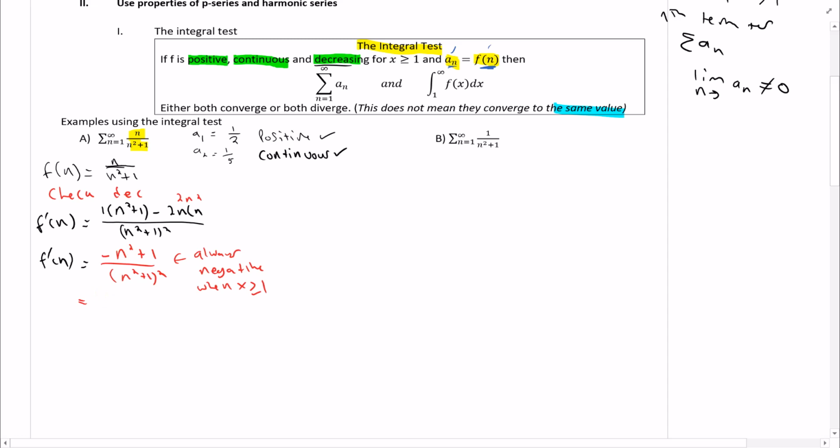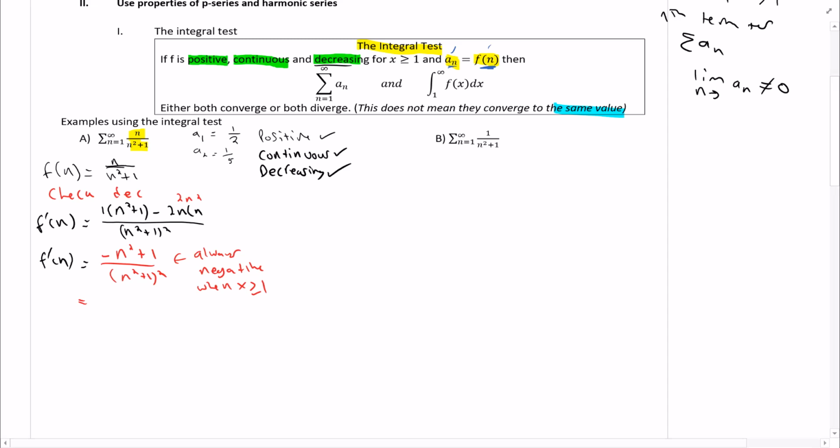So if you plug in 1, you're going to get 0, right? If you plug in 2, you're going to get negative 4 plus 1, which is negative, over, this is always positive. If you plug in 3, it's going to be negative. If you plug in 4, it's going to be negative. And so you can kind of see that for n's greater than 1, this will always give me a negative number. So check number 3 is decreasing because the derivative is always less than 0. So all 3 conditions have been met.